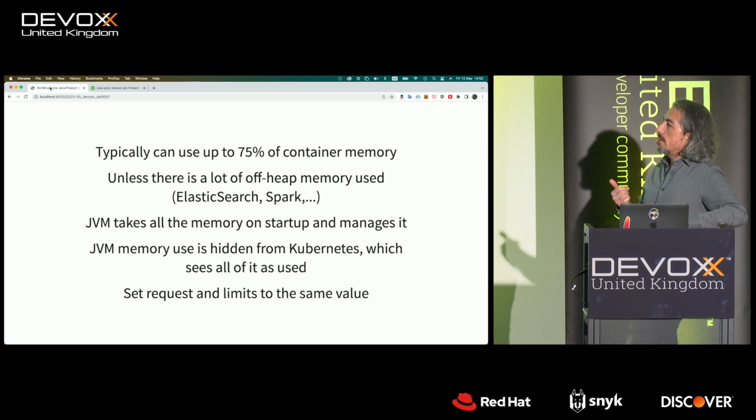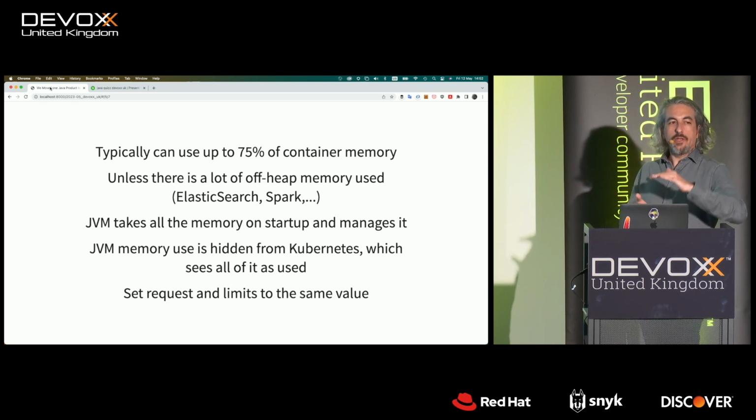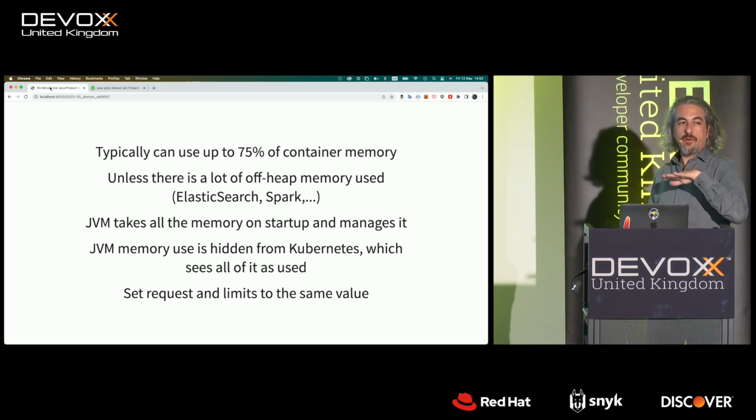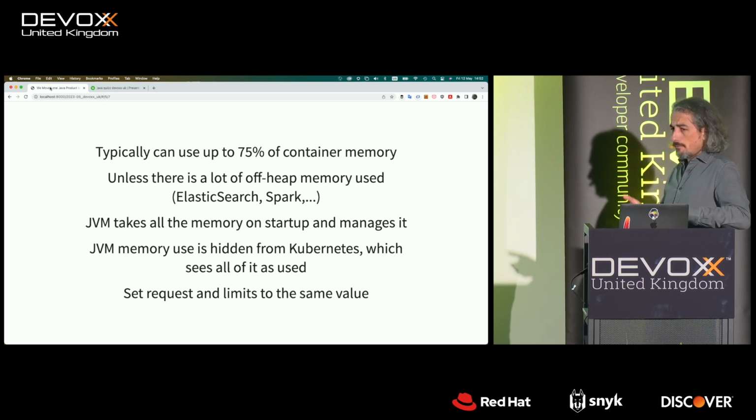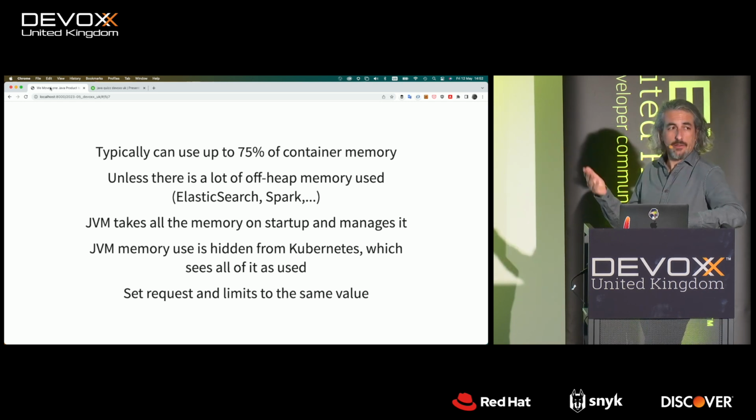So what we do is we set the min and max heap to the same number, and we use 75% of the container memory. People agree that this is a reasonable number, unless you are using a lot of off-heap memory, because you only get 25% for off-heap. Things like Elasticsearch or Spark use a lot of native or off-heap memory, and 25% is not going to be enough for them.